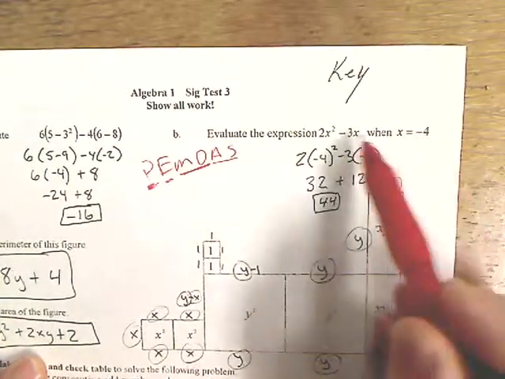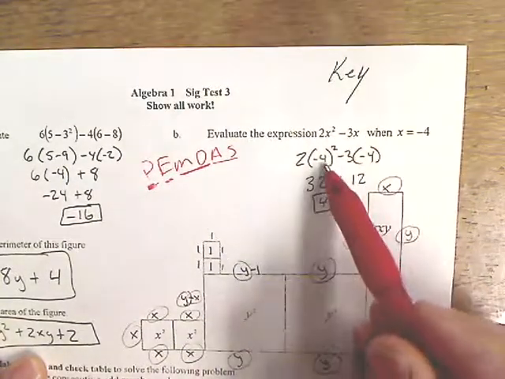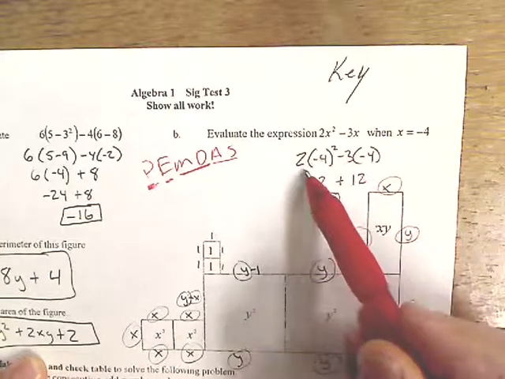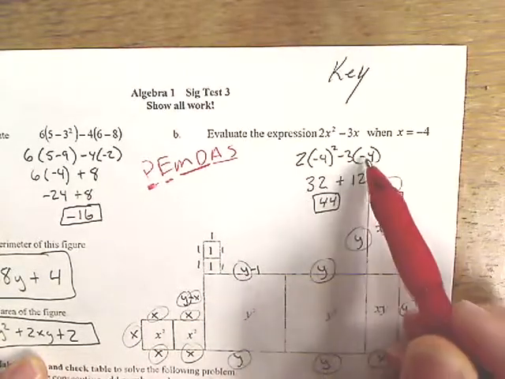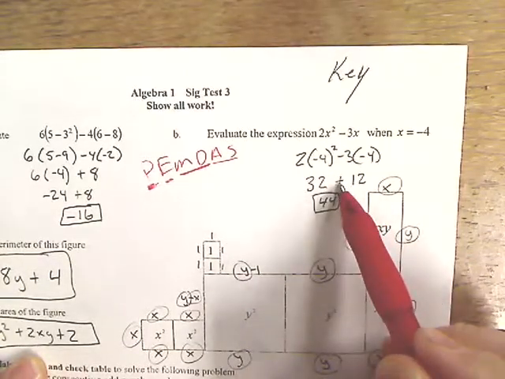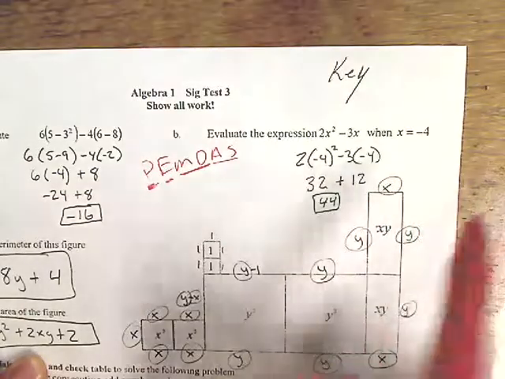I must plug in negative 4 for the x and the x. Square it. Times 2 gives me 32. Multiply those together. Makes it a positive. Add them.